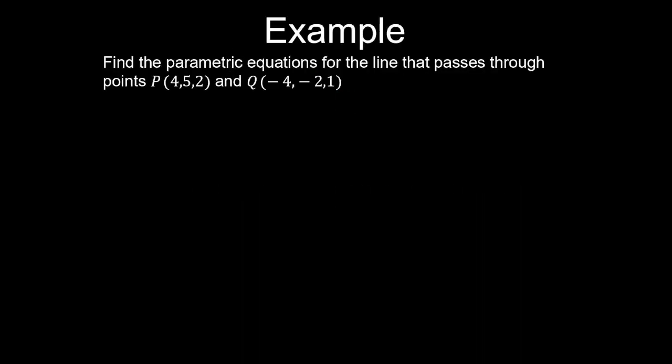Find the parametric equations for the line that passes through the following points. So recall that we can define a line using a position vector, which is a function of the parameter t, and that's equal to the position vector of the initial point on the line, plus the parameter t by the vector parallel to the line, where the domain of t is from minus infinity to infinity.